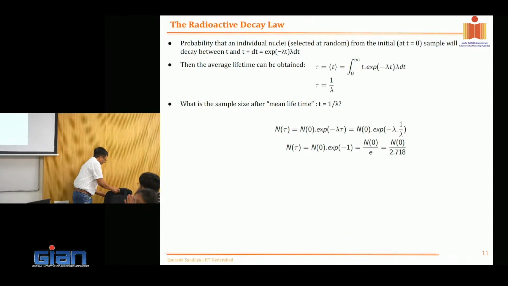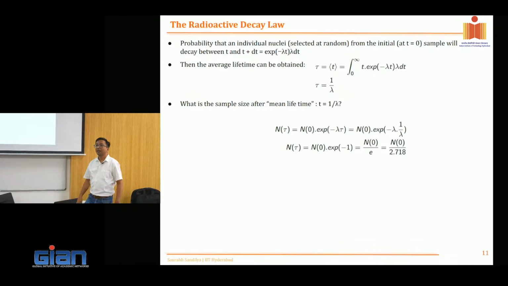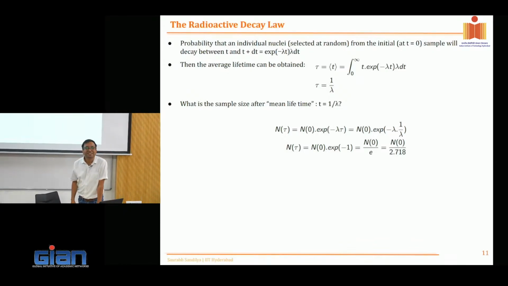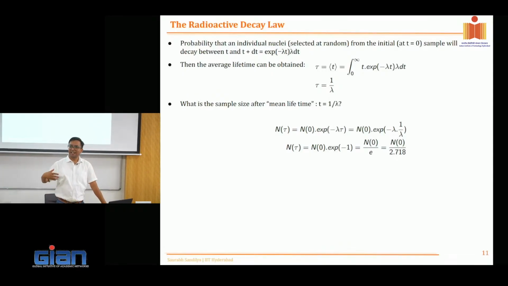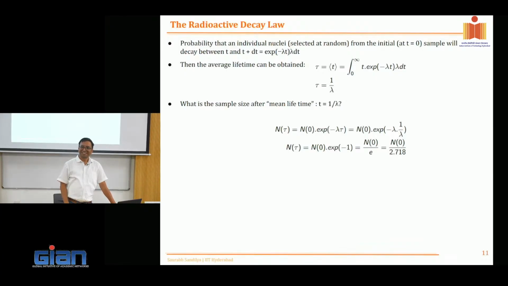You convert to another nuclei. Entire sample. Copper 60: after 5.26 years, half of the nuclei convert to nickel. What I'm saying is, you wait till the average lifetime, and what will happen? What is the sample size? That's the question. The entire sample will be gone? Size remains the same? Size means the number of parent nuclei, I'm saying.